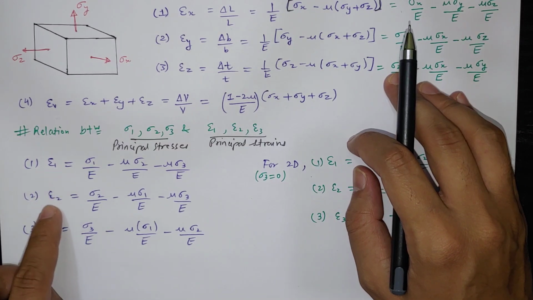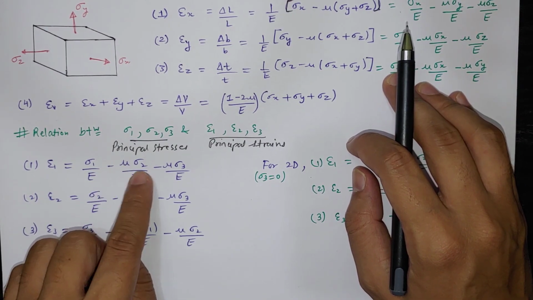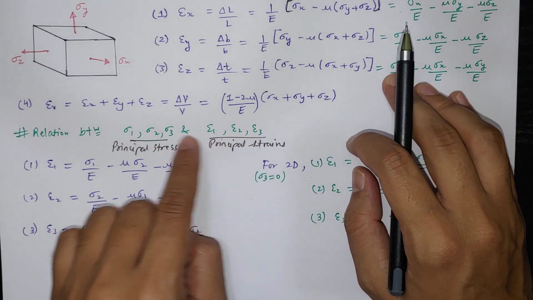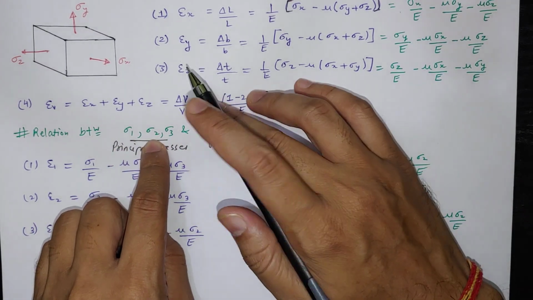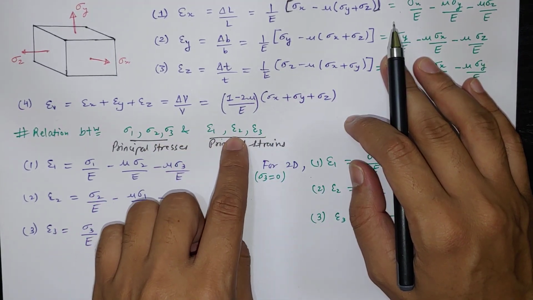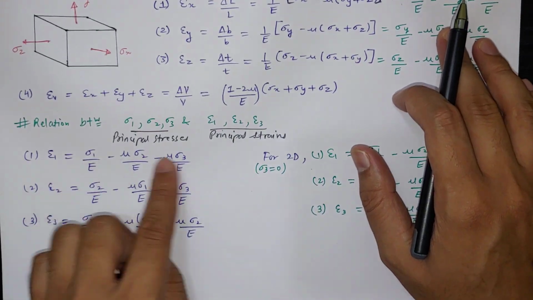So epsilon 1, epsilon 2, epsilon 3 will be simply sigma 1 by E minus mu sigma 2 by E minus mu sigma 3 by E. So simply we have to keep x with 1, y with 2, and z with 3. Similarly for strains. So if we put in these formulas, then we get this equation.